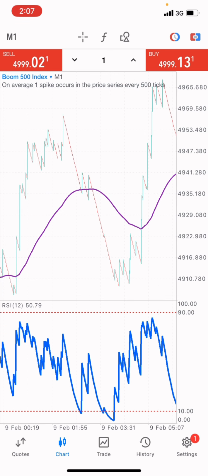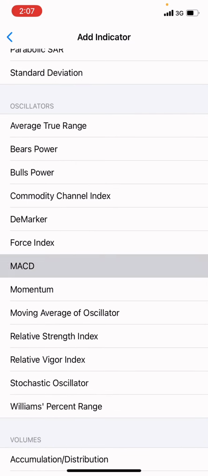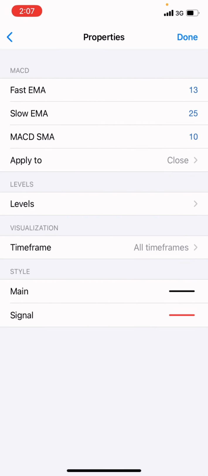All right, now we can see the chart clearly, and this is the first zoom, and this is the RSI on the Boom 500 index alone. Now we add another indicator, which is the MACD indicator. We'll put it on the fast EMA. You can see the setup right here: 13, 25, and 10, while we apply to close.